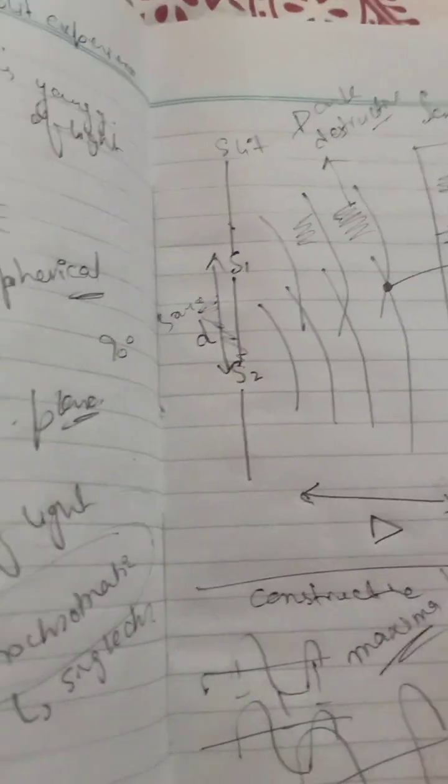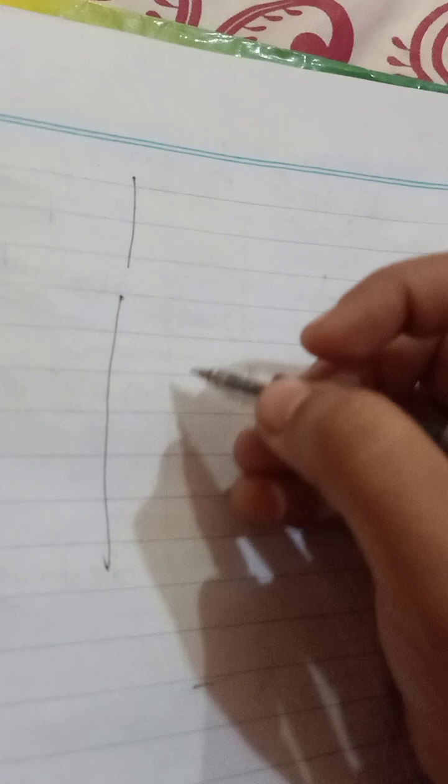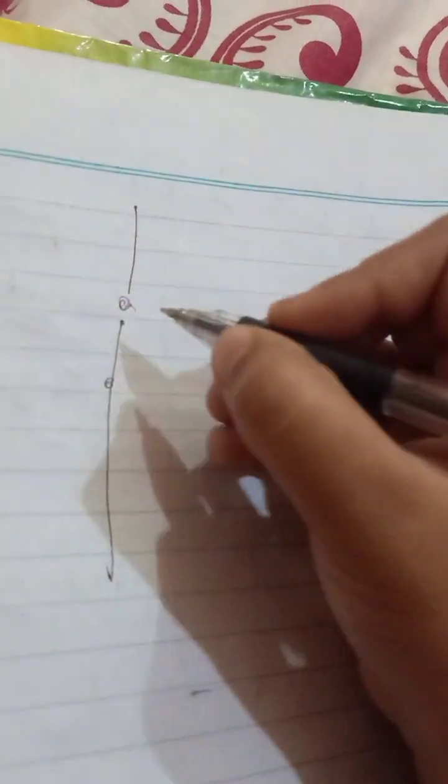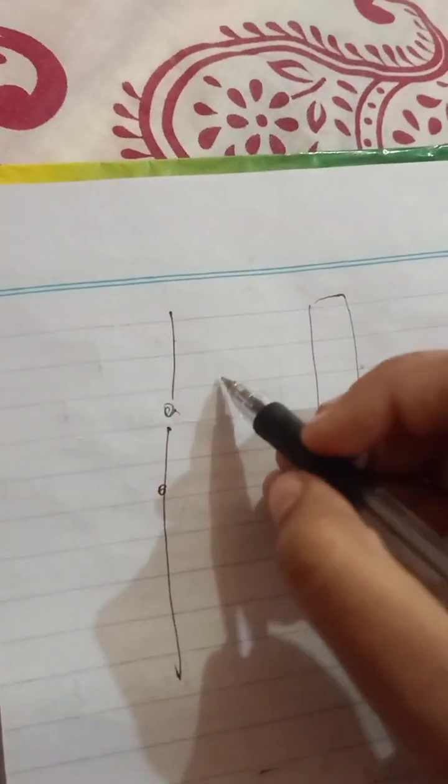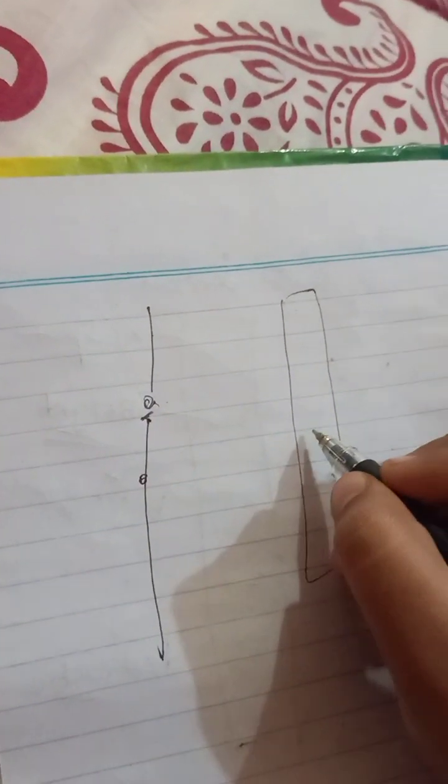Let me make another slit. For example, this is a slit, here is source 1 and here is source 2, and here I have the screen. So from this source, for example, I have this one point.